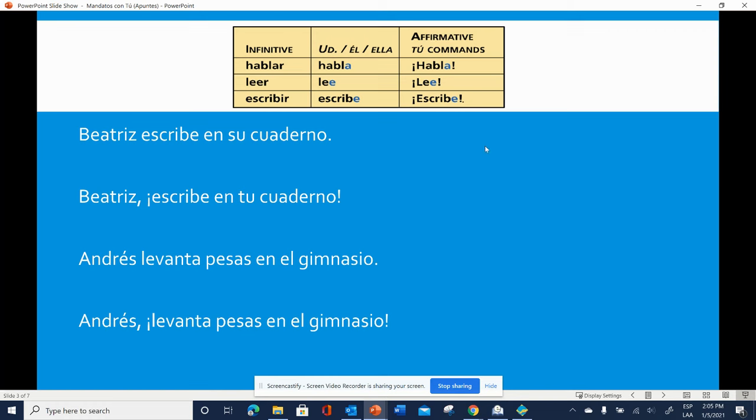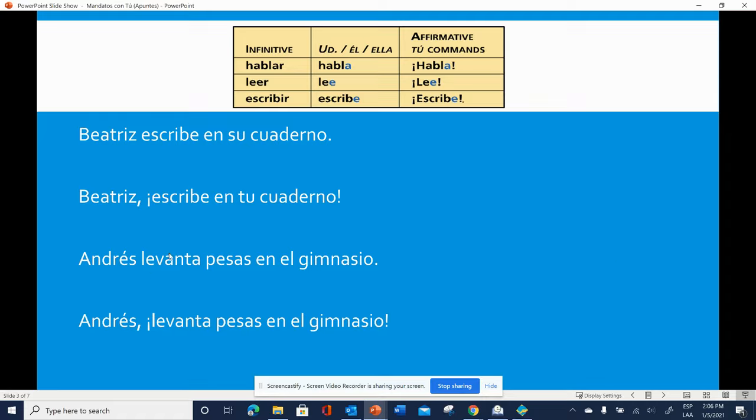Now, if I were to say, Beatriz, escribe en tu cuaderno, I have Beatriz, I have the comma, right? So I'm pausing to get her attention. And then I'm also saying, write in your notebook. I have this possessive adjective, tu, right there that lets us know that it's your notebook. So Beatriz, write in your notebook. Whereas this says, Beatriz escribe en su cuaderno. So here, she writes in her notebook. So you can hear the differences when a person is talking. On paper, you can also visually see the differences because one, in the command, you have the comma, and then you have the exclamation marks to emphasize.